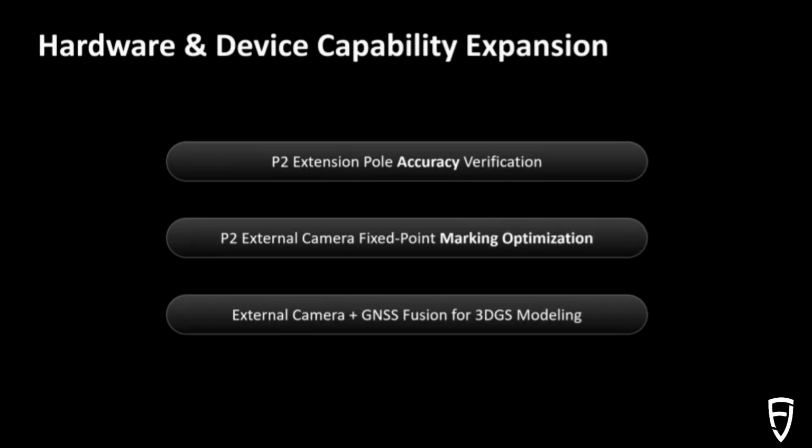And another thing is that previously external camera data could only work in local coordinates, which limited large area modeling. This version adds GNSS fusion, basically enabling external camera data to be used for 3DGS modeling in a global coordinate context. This improves alignment with maps and other geospatial data in large-scale outdoor projects.